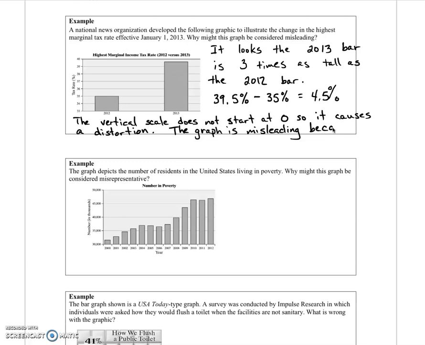Because it's not deliberately done. So it's not misleading on purpose.